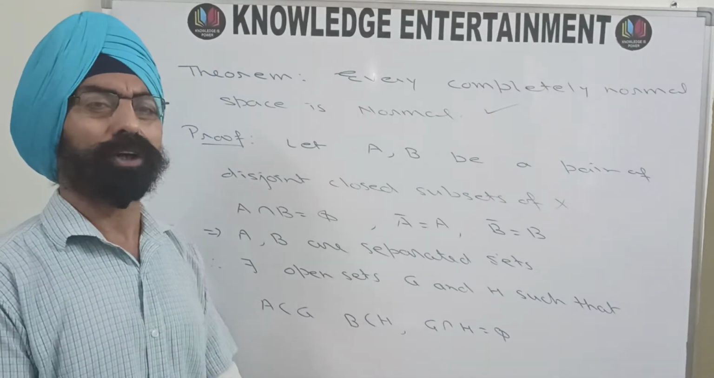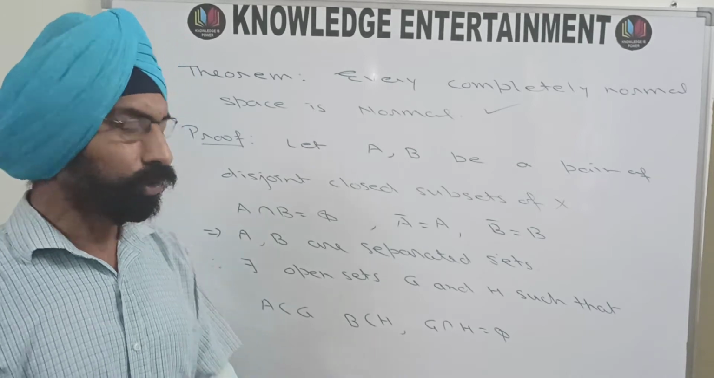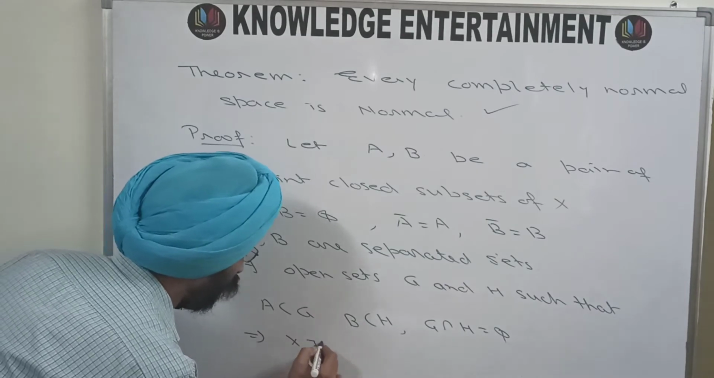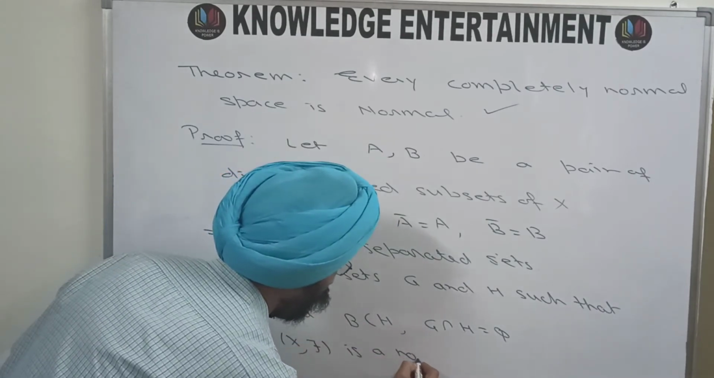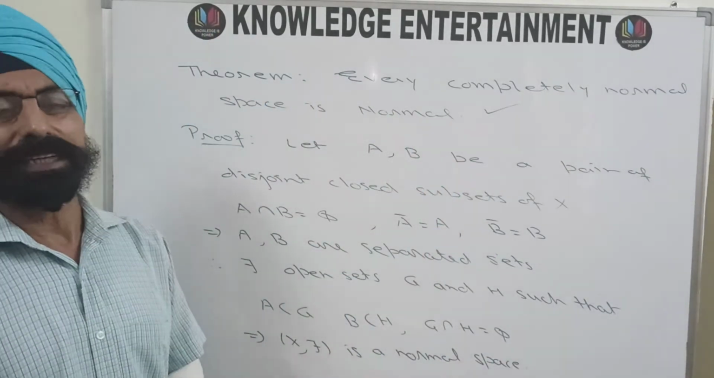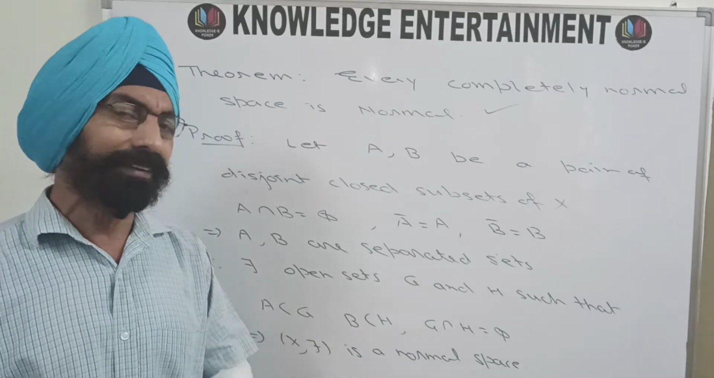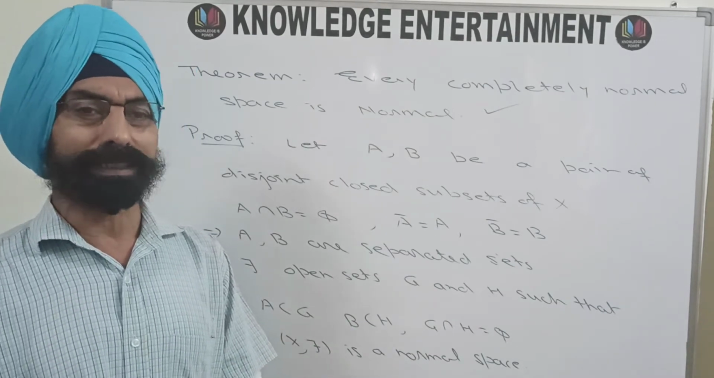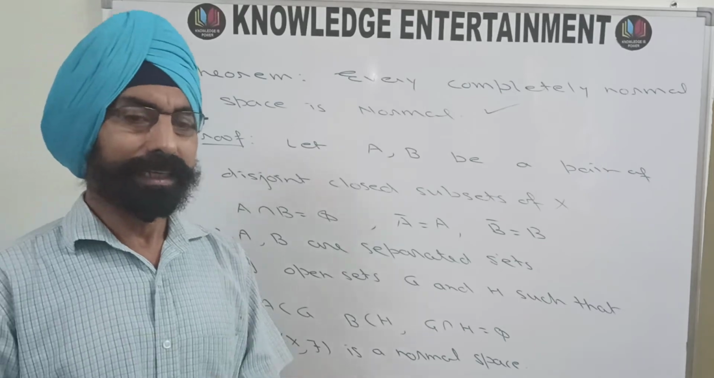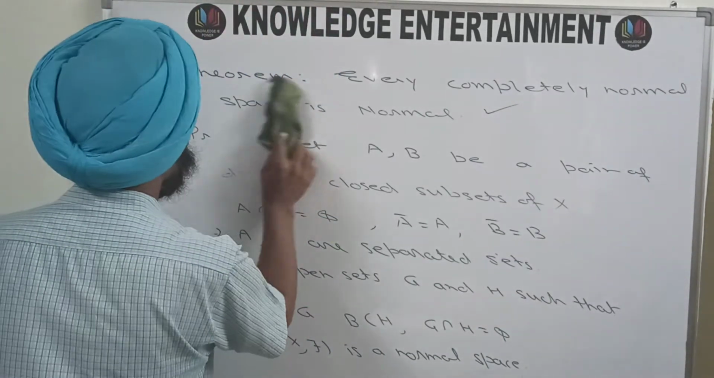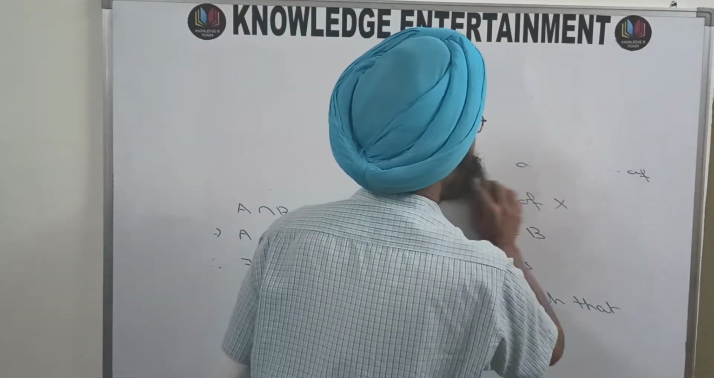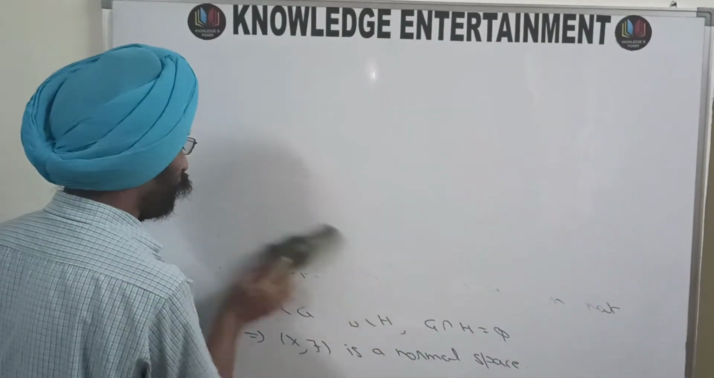Is it not the definition of a normal space? Yes, it is. So that means the space (X, tau) is normal. So this implies (X, tau) is a normal space. We have taken a completely normal space and we have proved that it is a normal space. That means every completely normal space is a normal space, and it also proves that a T5 space is a T4 space.